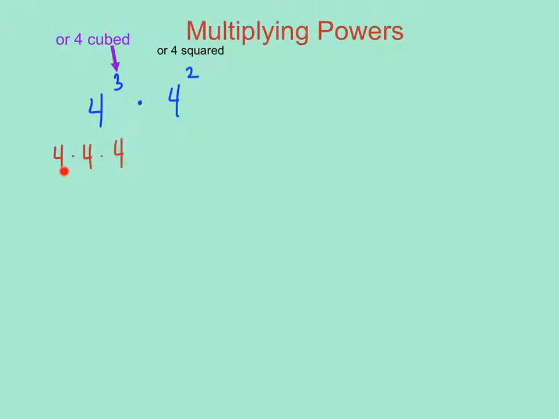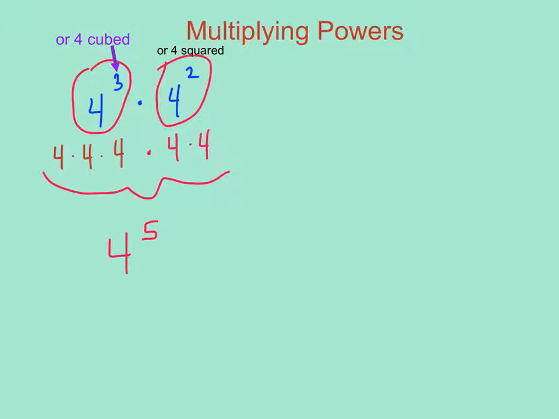But let me show you what this problem here actually will look like. We know from what we've done in the past that 4 to the third power is really this right here, 4 times 4 times 4. And we know that 4 squared is really 4 times 4. So when we combine these two, you can see that really this right here is going to be 4 to the fifth power. So 4 to the third power times 4 to the second power is going to be 4 to the fifth power.